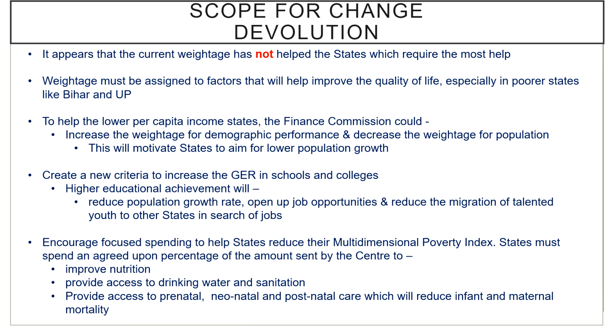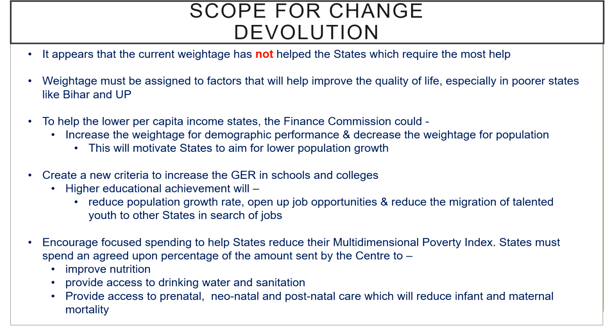There is scope for change, starting with devolution. It appears that the current weightage has not helped the states which require the most help. Weightage must be assigned to factors that will help improve the quality of life, especially in poorer states like Bihar and UP. To help the lower per capita income states, the Finance Commission could increase the weightage for demographic performance and decrease the weightage for population. This will motivate states to aim for lower population growth.